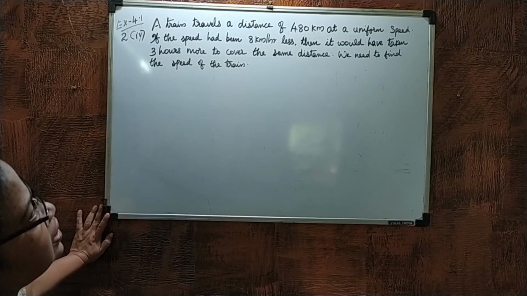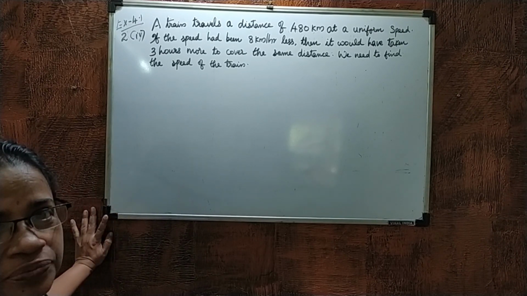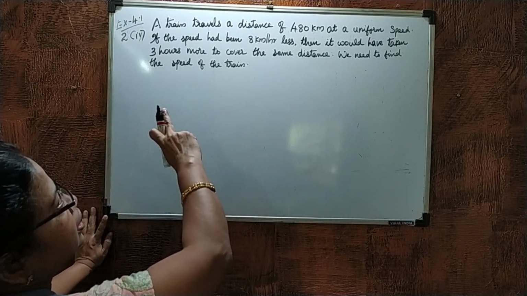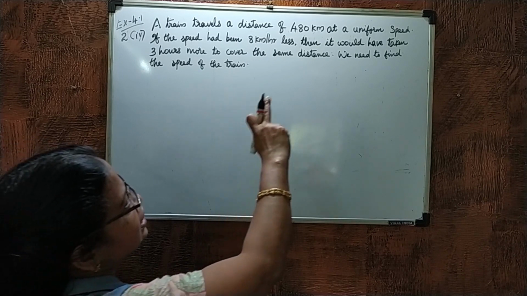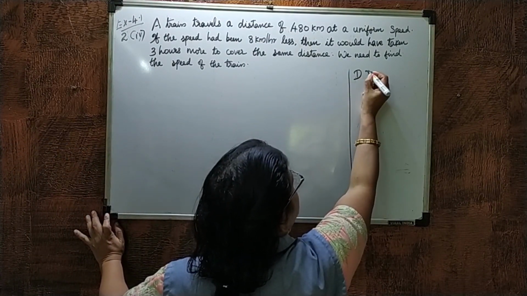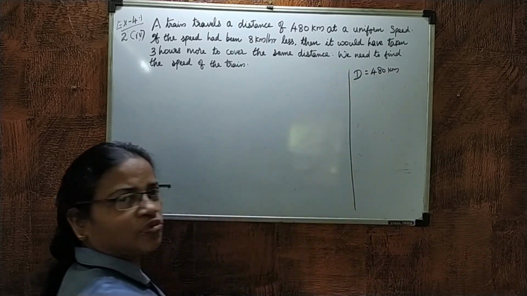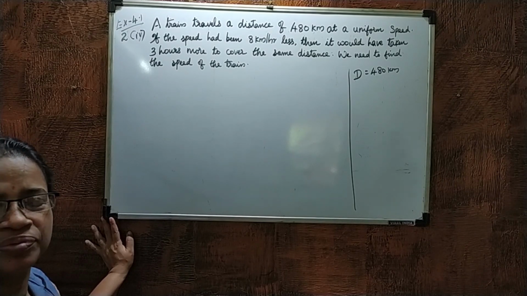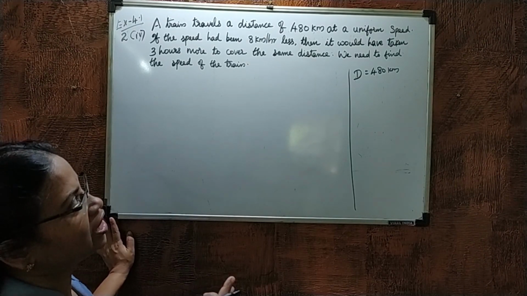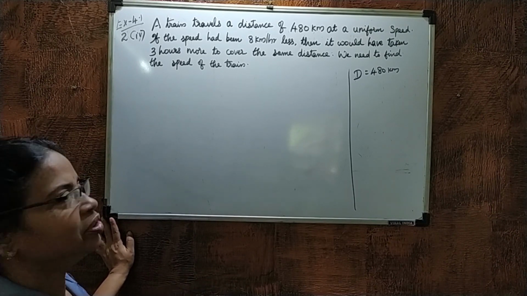A train travels a distance of 480 km at a uniform speed. From that sentence, what all things are given? It travels a distance of 480 km. That means distance is equal to 480 km. At a uniform speed means what? This is the constant speed. Always the distance will be that 480 km, and the speed will be uniform.